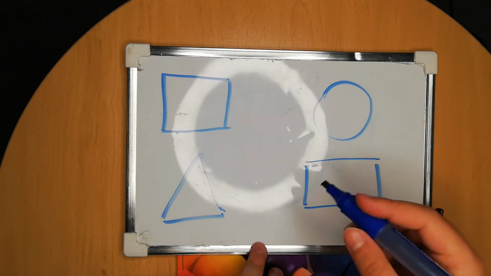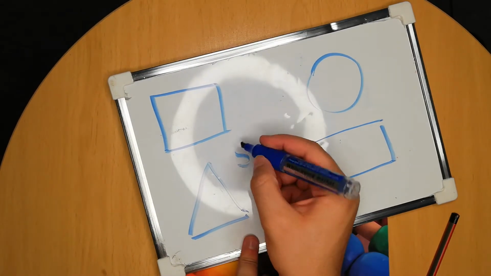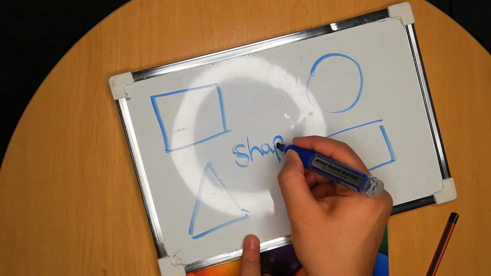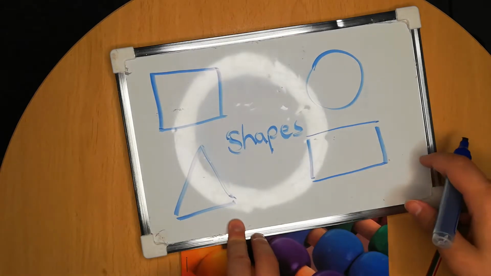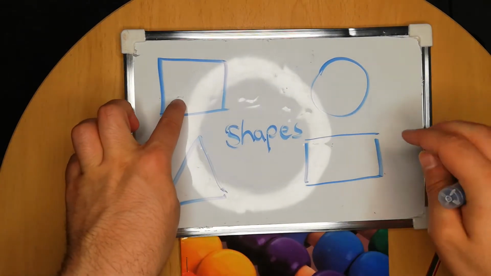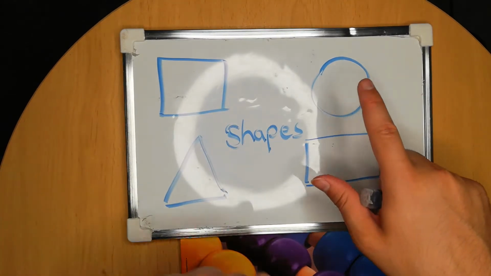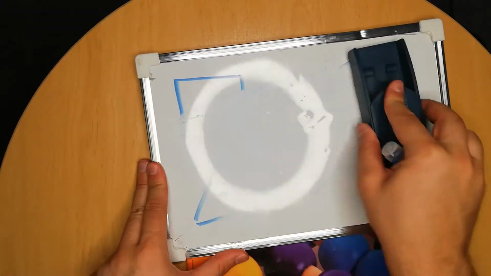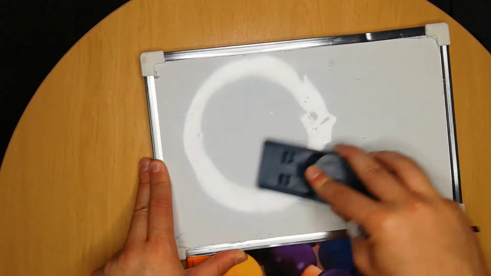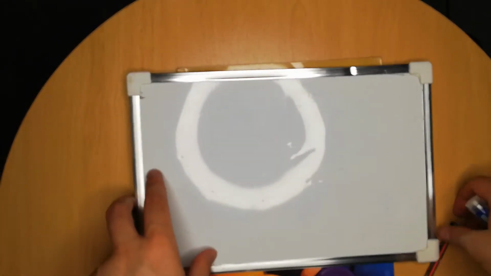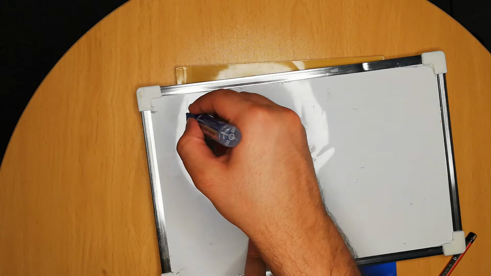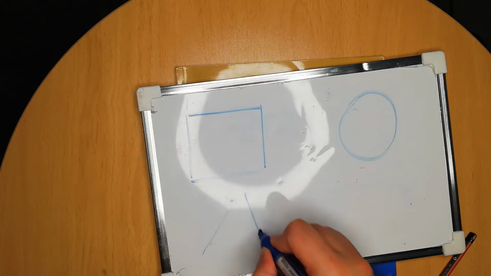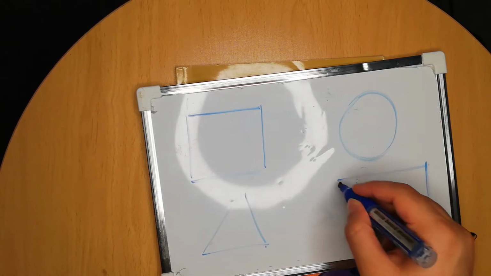Now all of these are called shapes. Shapes. Square. Circle. Triangle. Rectangle. Okay, so these are the shapes we studied the last time. Now before we move ahead, I'm going to draw the shapes again, which are square, circle, triangle, and a rectangle.